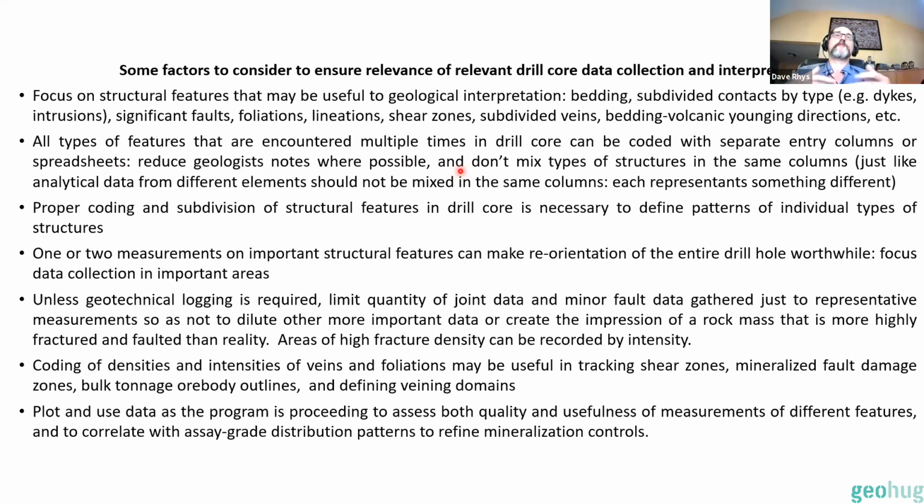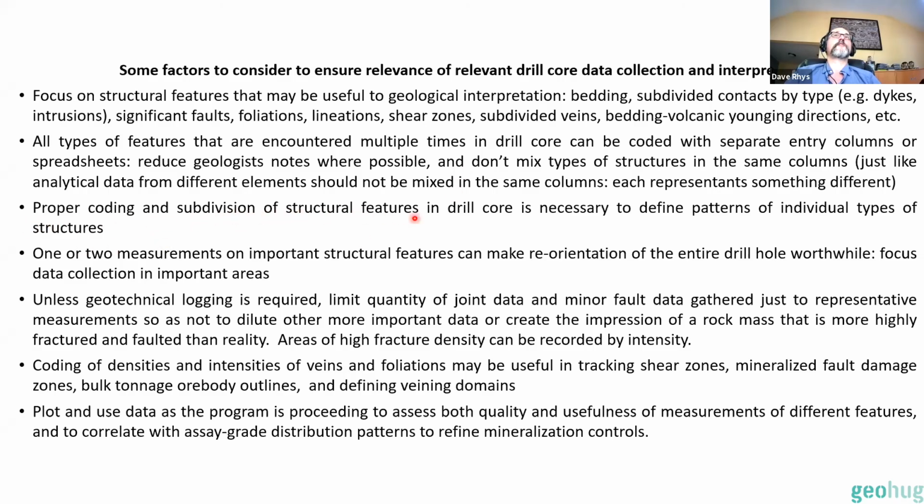So if a structural feature is repeated over and over that has a common characteristic, you don't need to keep writing about it. You can make a code for it and then code it and put it in there. So basically you want to reduce the amount of notes to maximize the amount of data you gather that you can actually use in a model that's properly subdivided. So again, that's the next point.